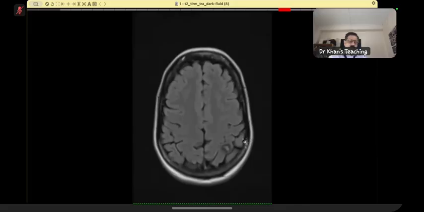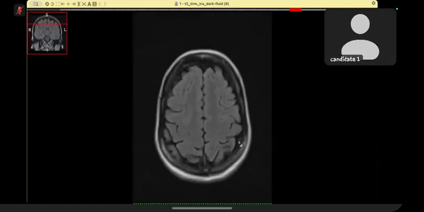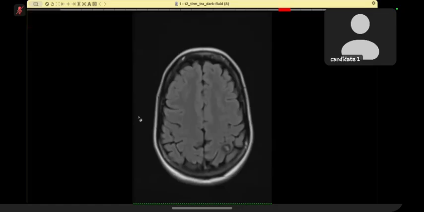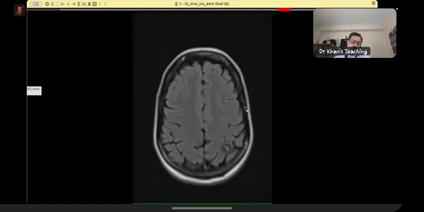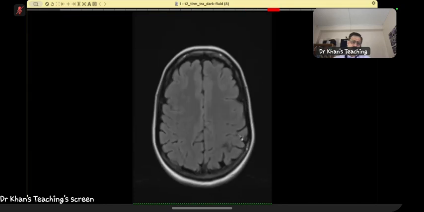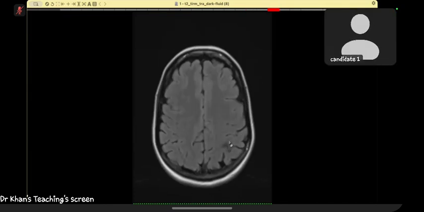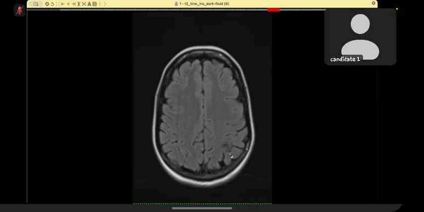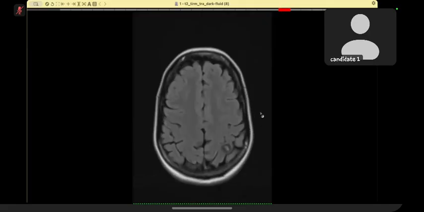Will you confirm this on other sequences? GRE, susceptibility weighted imaging will confirm. So what are you expecting on a susceptibility weighted image? I'll be expecting again hypointensity and blooming, and a T2 will also show a hemosiderin rim around it. So a similar appearance will be there on a T2 weighted image.